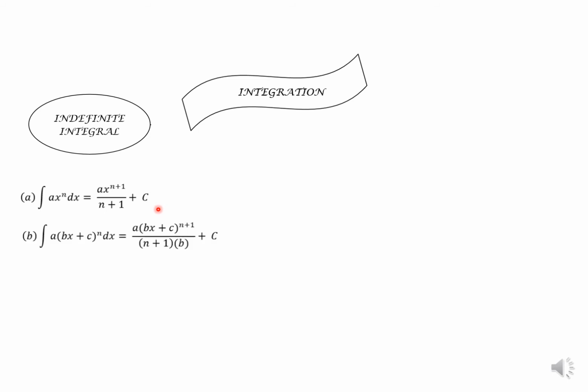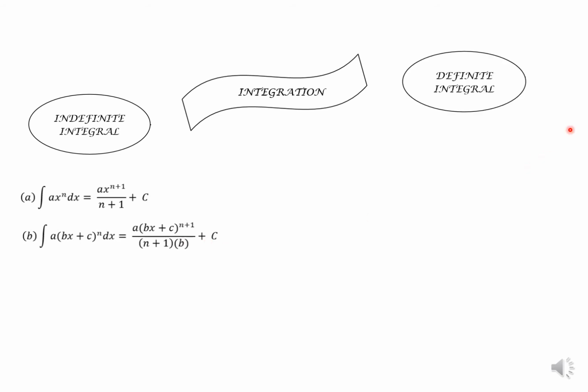B. Integrate a times bx plus c raised to the power of n with respect to x is given as a in the bracket bx plus c close bracket to the power of n plus 1 over n plus 1 times, differentiate bx, we get b, plus c.